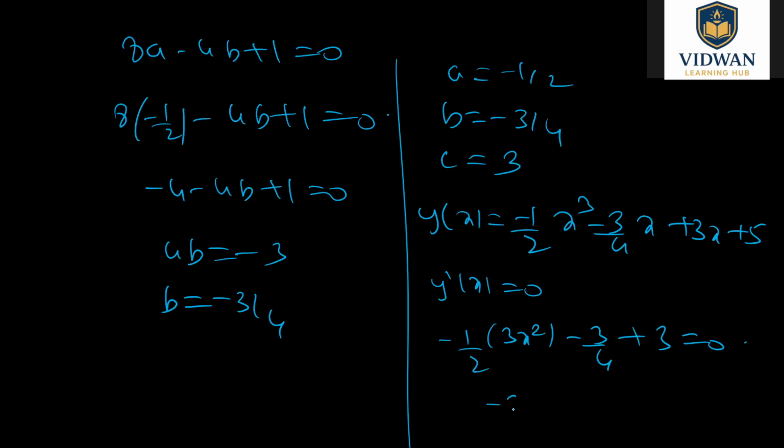Multiply with 4, it becomes minus 3x square into 2, minus 6x square minus 3 plus 12 equal to 0. So this will be minus 6x square is equal to, how much? Minus 9. x square is 9 by 6, or 3 by 2. So x is plus or minus root of 3 by 2.